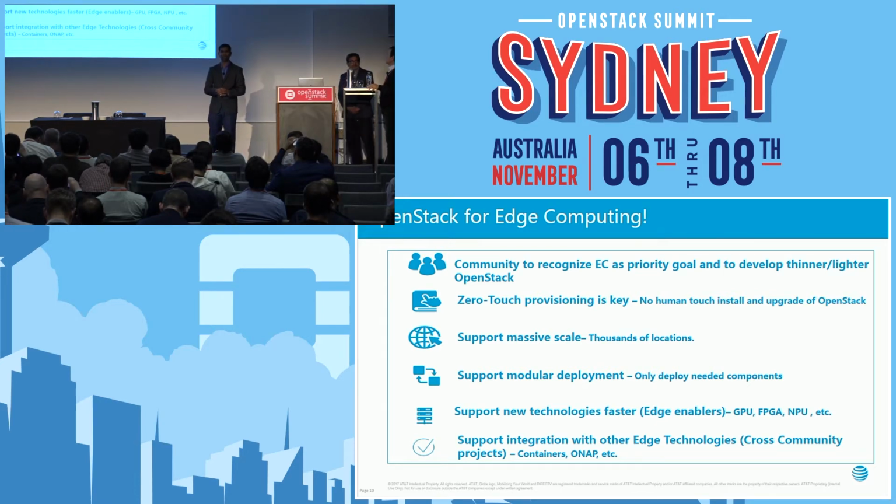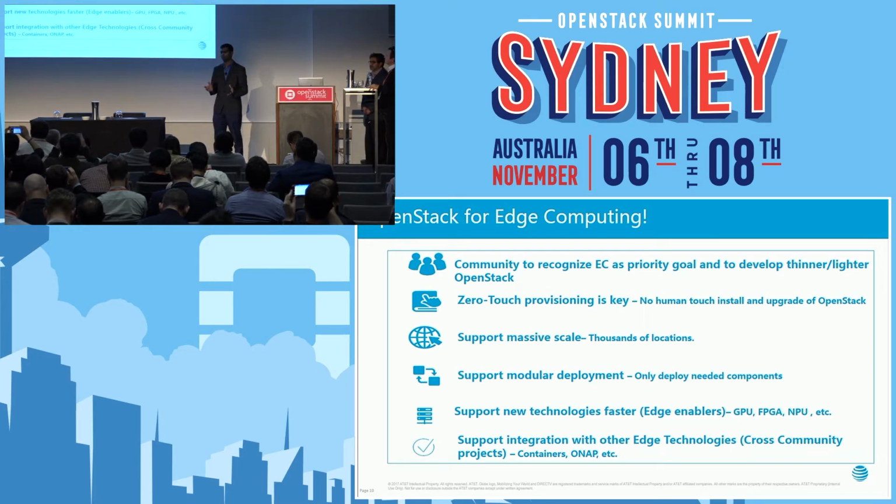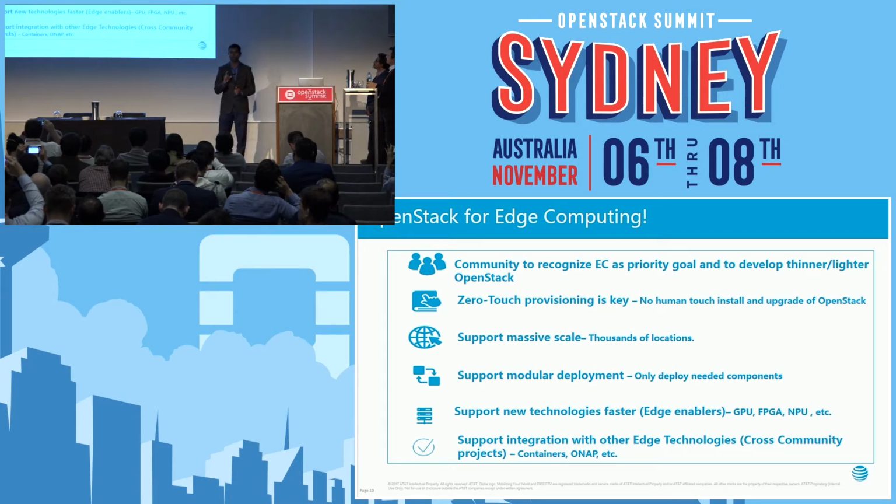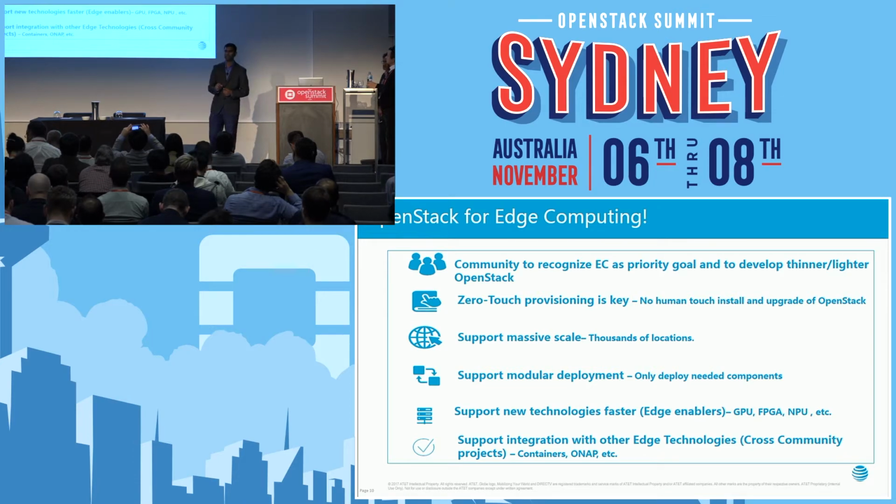So if you have attended the OpenDev conference, there was a lot of discussion about the use cases. Here is a highlight of things that we should be looking at from an OpenStack community that we need to start addressing. Number one is that the community has to recognize that edge computing is an important goal. The reason is that if we do not solve it with OpenStack, then something else will show up, and that interrupts the community that we have already built.